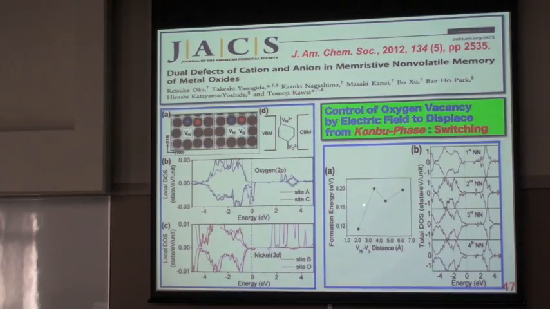If the oxygen vacancy migrates, it becomes conductive, and if the oxygen vacancy is compensated by the magnesium vacancy, this is completely insulating. The oxygen vacancy migration barrier is very, very small, so you can easily apply a small electric field and make some migration of the oxygen vacancy like this.